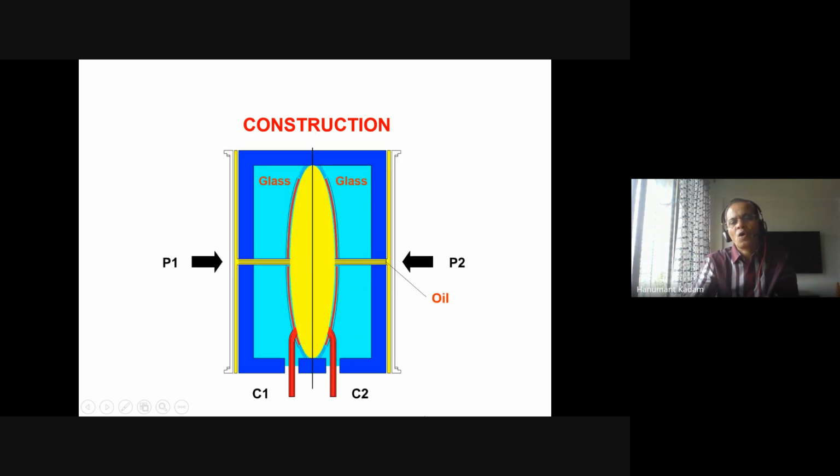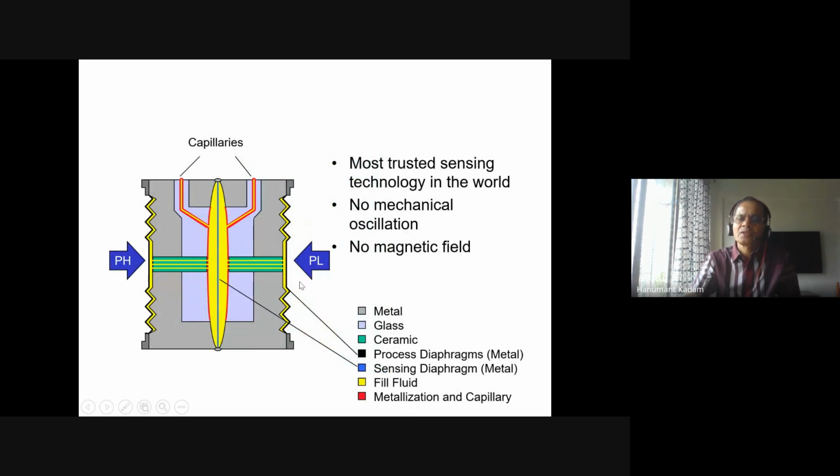Even oil is there. So this is the most trusted sensing technology in the world. No mechanical oscillation, no magnetic field. So therefore capacitor type transmitters or sensors are more popular in the industries.